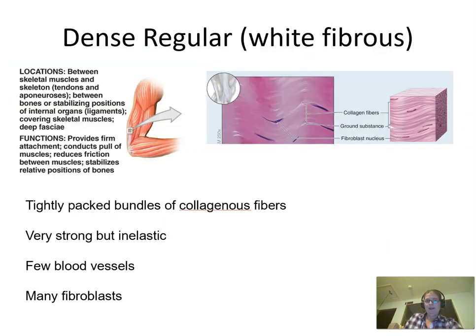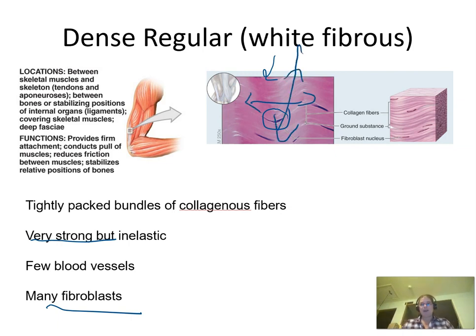Now look at dense regular. Notice, look at all that collagen. Lots of collagen. If you're looking at cells, they're going to be fibroblasts. It's still vascular. Because it has so much collagen, it's super strong. It's really, really strong. Now, it's going to resist force in only one direction. So you can tear it, right? You can tear these things. You can overstretch these things, and they're inelastic. So if you overstretch it, it doesn't go back to its original size. So dense regular connective tissue is sometimes called white fibrous because of all the collagen fibers, it looks white.